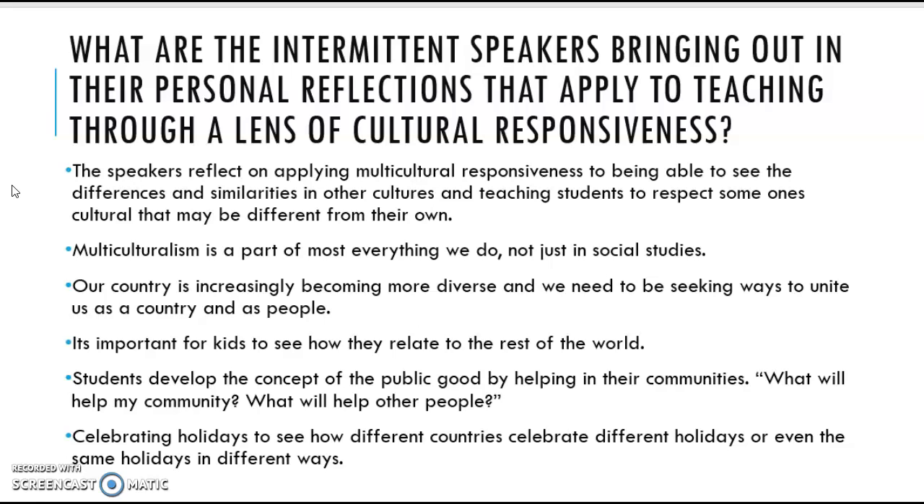What is important about that is that I need to teach my students and our kids to see how they can relate to the rest of the world, that they can help in their communities, and by helping in their communities, they're helping their state, and by helping their state, they're helping the country, and by helping the country, they're helping the world. That is how we relate to people in our community, and how we can relate to other people in the world. So that is students developing a concept of the public good by helping out in their community. That is asking my students, what will help my community and what will help other people?